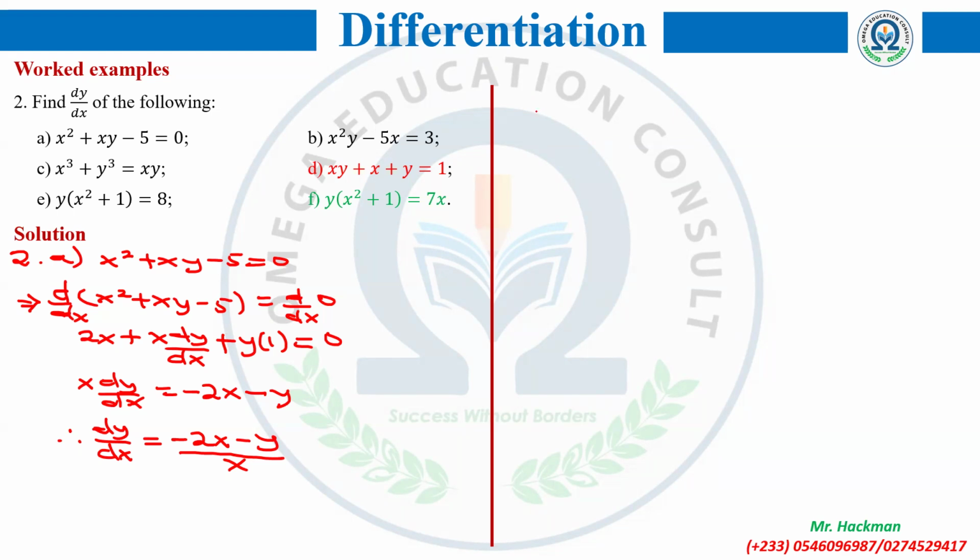Okay, so B, I want to hear your voice more. So let's do the B together. So B, what are we given? We are given x squared y minus what? 5x. Then is equal to what? 3. So what do we do to both sides? Find d dx of both sides.